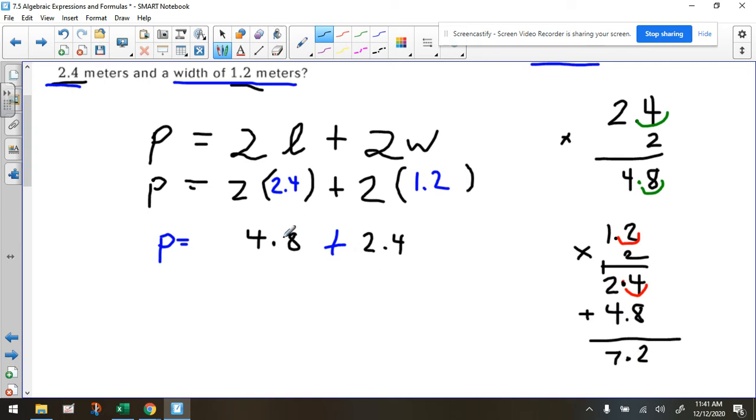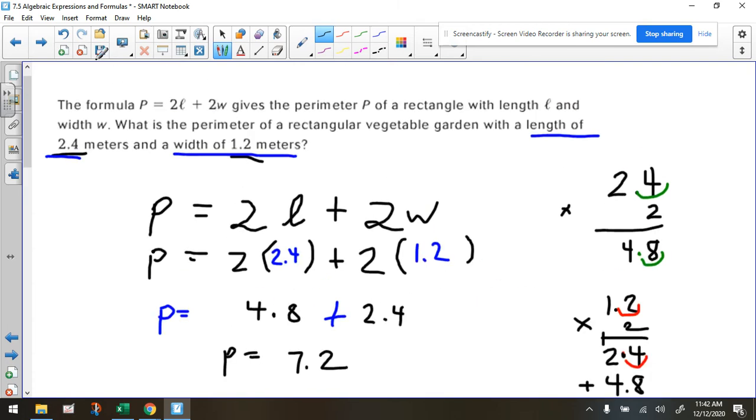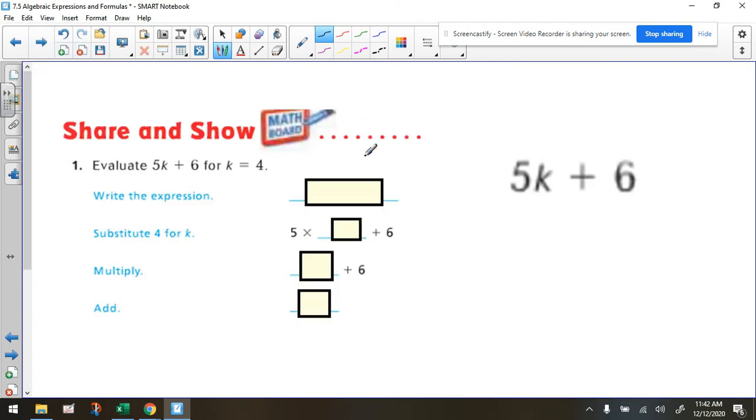All right, so we're looking at this plus this, and we got 7 2/10 as our perimeter. So we're going to bring the p down. Perimeter equals 7 2/10. All right, so that one's all done. All right, let's look at something like this.